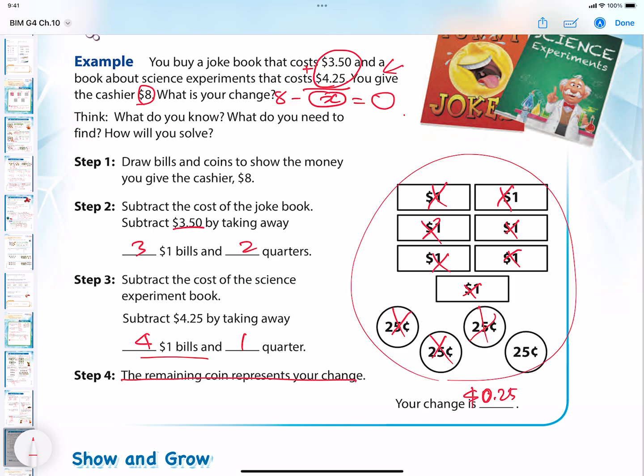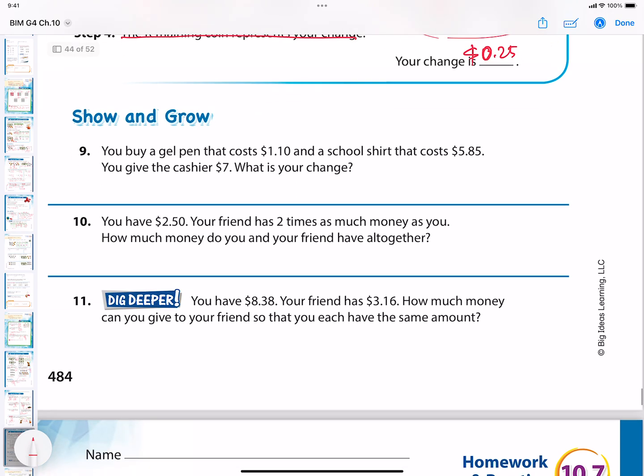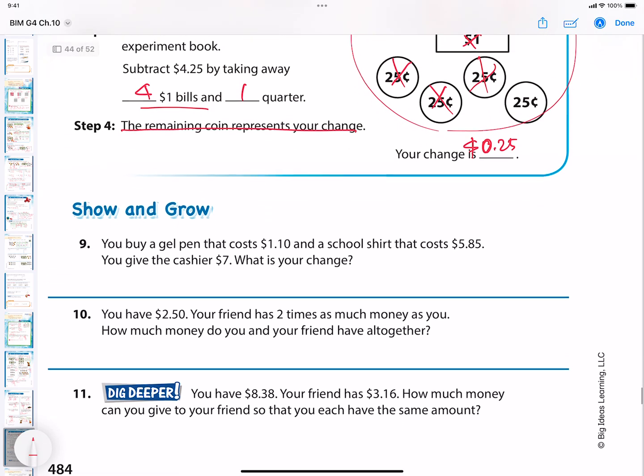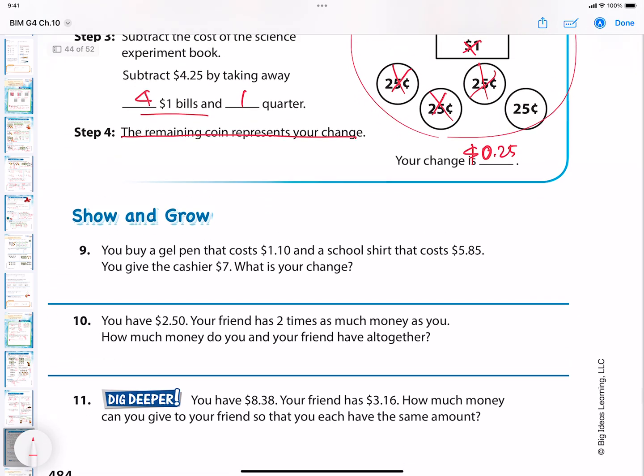Okay? All right, I'm not gonna go like addition, okay? Because they want us to use this modeling, okay? But for this 9, 10, 11, you need to use what? Subtraction skill, okay? Operation, not this modeling. Okay, you buy a gel pen that costs what? $1.10. And a school shirt that costs $5.85. Okay, now you give the cashier $7.